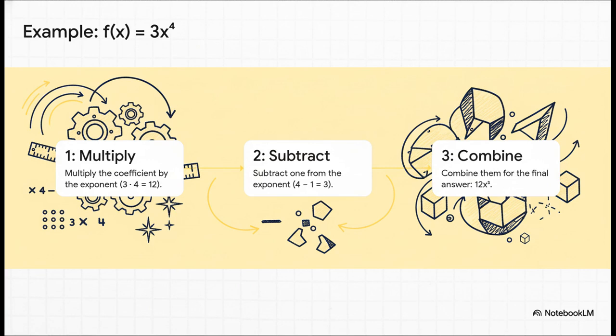Step 1, you just multiply the number out front, the coefficient, by the exponent. So 3 times 4, that gives us 12. Easy enough. Step 2, just subtract 1 from the exponent. 4 minus 1 is 3. And for the final step, you just stick them together. And there's your answer, 12x cubed. See? Not so bad, right?